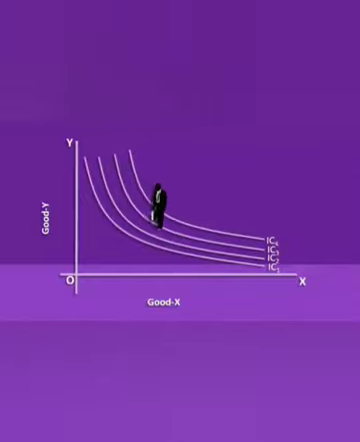Consumer is indifferent among combinations within an indifference curve and not between the combinations of two different indifference curves. As the consumer is assumed to behave rationally, he wants to reach the highest possible indifference curve. His aim is to maximize his utility.